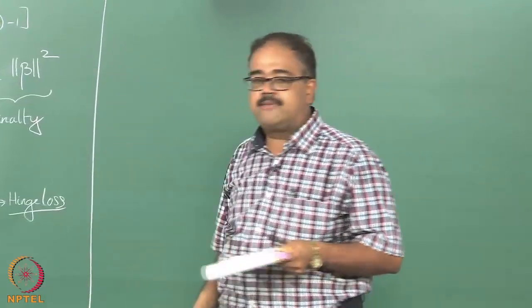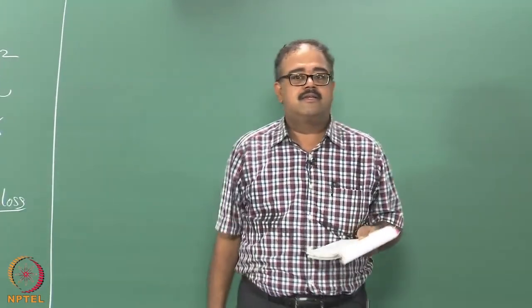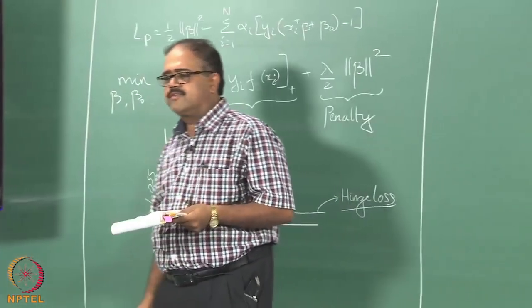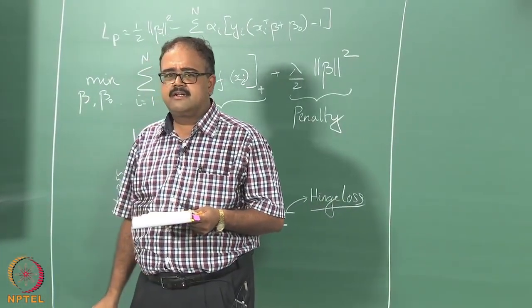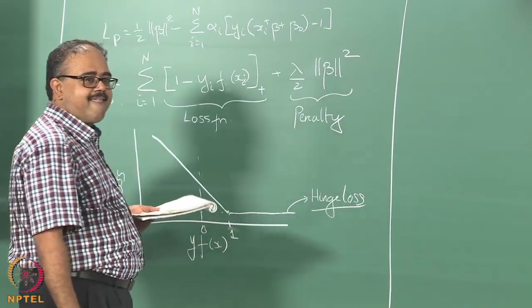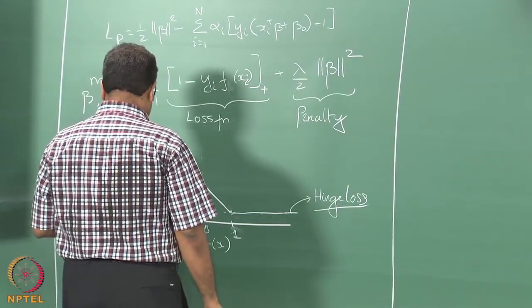So in this case what do you think will happen if I put the norm? Can it enforce sparsity? Will it reduce the number of support vectors? Does that enforce sparsity? Think about it.